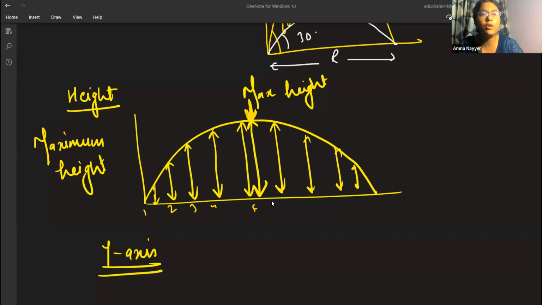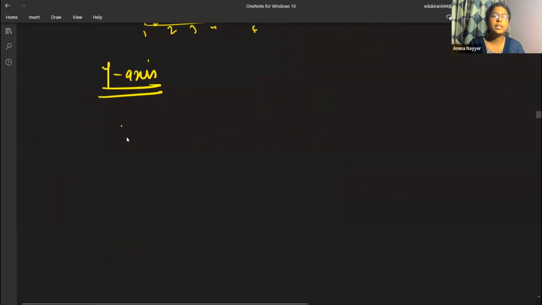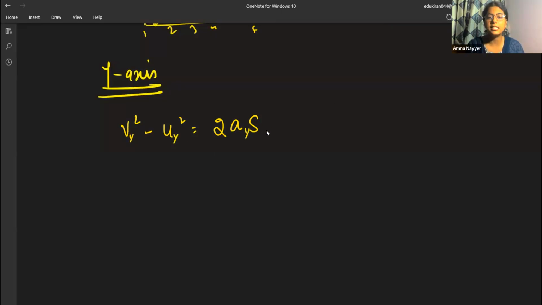Now again, we'll form equations along the y-axis and the x-axis. Here, by just forming the equation along the y-axis, your answer will come, because the maximum height is everything along the y-axis. I'll prefer to use the equation v square minus u square equal to 2as. So this is the final velocity along the y-axis, initial velocity along the y-axis, acceleration along the y-axis, and displacement along the y-axis.